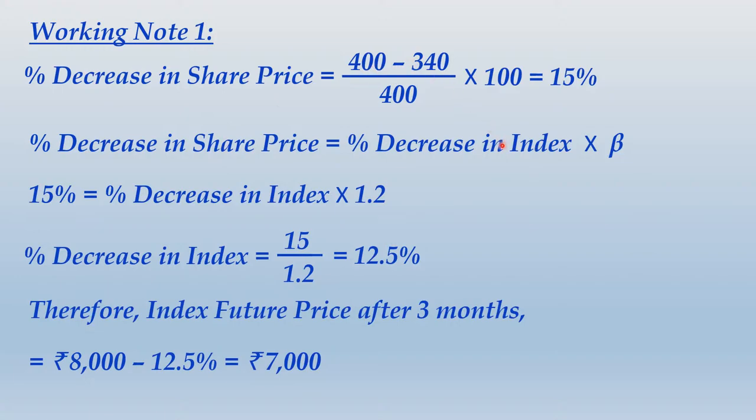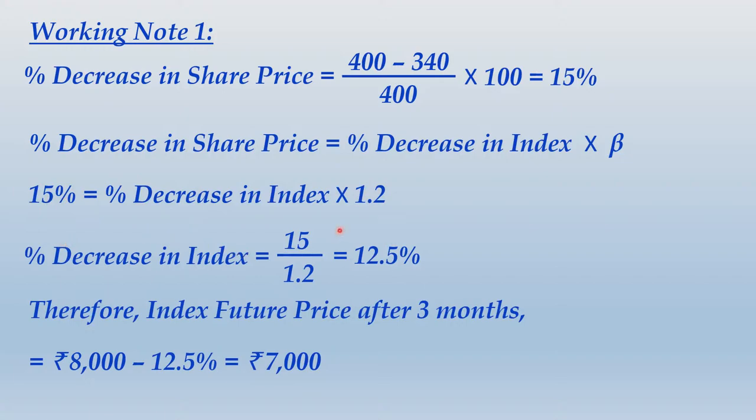If decrease in index is by 10%, decrease in share price will be 1.2 times of 10%. So what is unknown over here is this percentage decrease in index, where the percentage decrease in share price is 15% given to you. If this is 15%, decrease in index multiplied by 1.2 should be 15%.